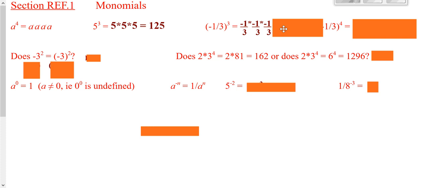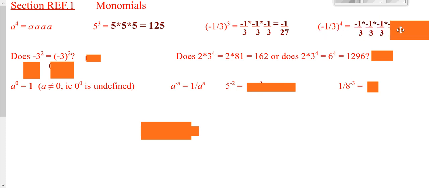negative 1/3 times another negative 1/3, and you know in multiplying fractions you multiply the top, multiply the bottom, so we get negative 1 over 27. Even negative 1/3 to the fourth means you'd multiply negative 1/3 4 times, you'd multiply the top, multiply the bottom, and we get 1 over 81.